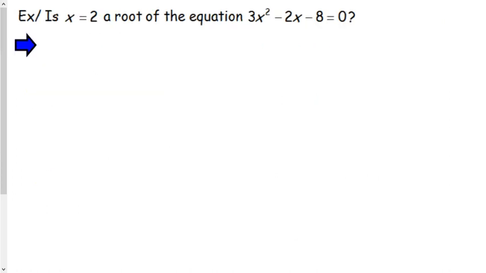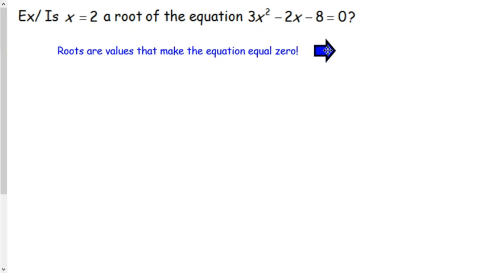Okay, now let's use this new word root to mean a solution. So is x equals 2 a root of the equation 3x squared minus 2x minus 8 equals 0? Basically, I'm saying, what do I need to sub in for x to make that whole thing on the left equal to 0, which is what it is on the right? So is that a solution?